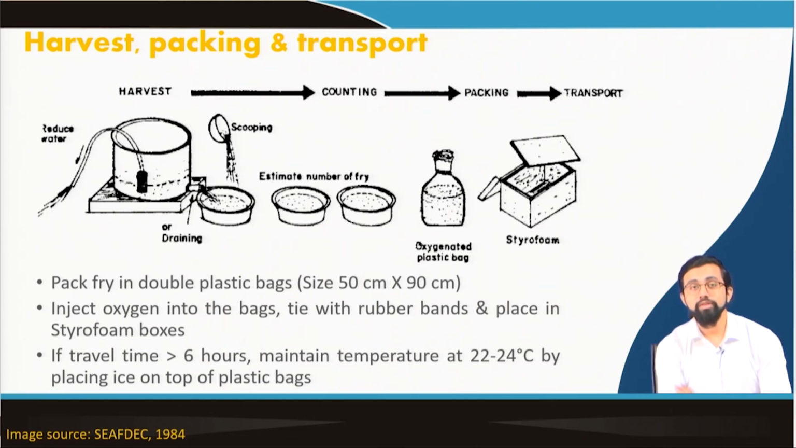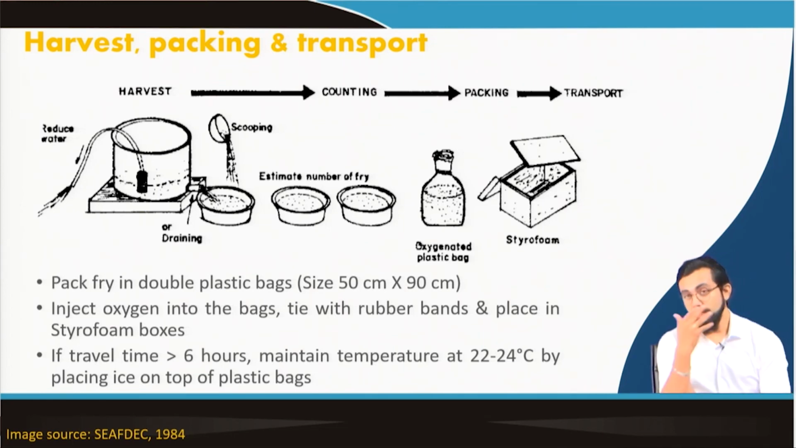What is the standard way of doing that? You just harvest the product by using the netting, or just reduce the water and then collect the product or the fry, and then count them. There is a counting mechanism nowadays; earlier days we used to do it manually, but thanks to the technology now you don't have to do that. There are electronic counting machines which are available.